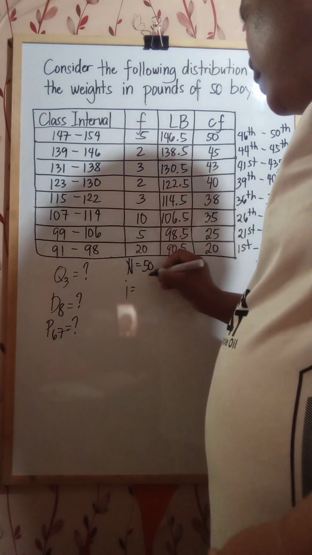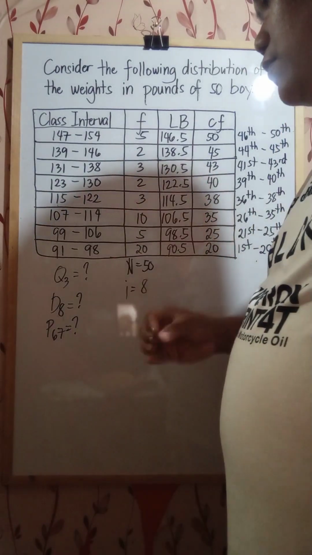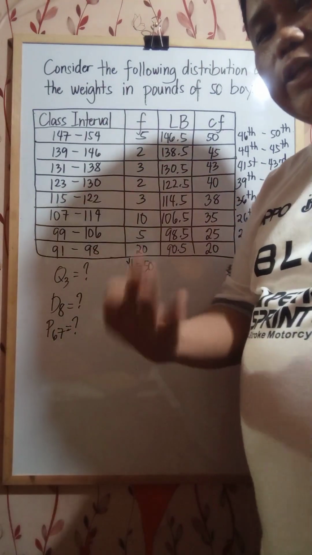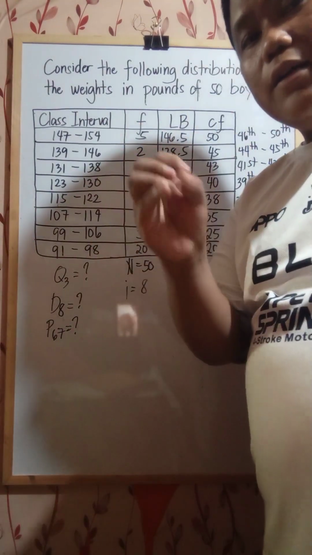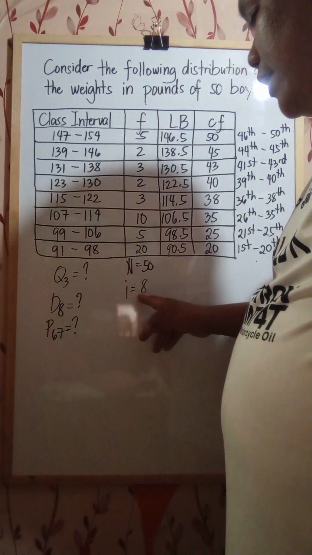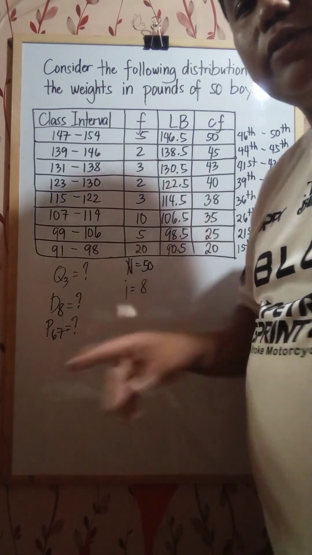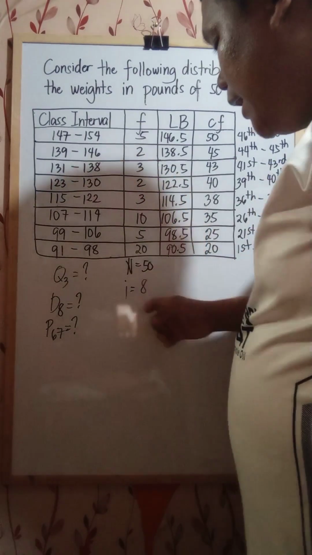So therefore, your class interval size is 8. To prove it, that is 91, 92, 93, 94, 95, so 5, then 96, 97, 98. So 5 plus 3 is 8. Therefore, your interval is 8. The same goes with 99 to 106. You have a class interval size of 8.